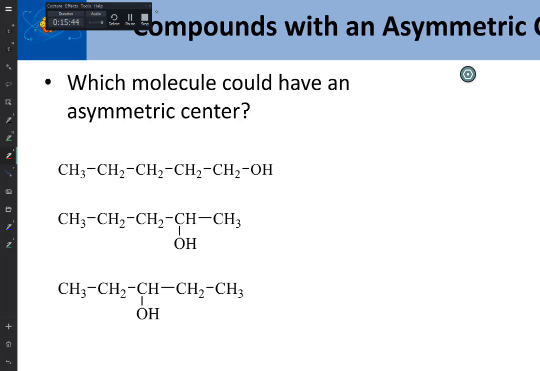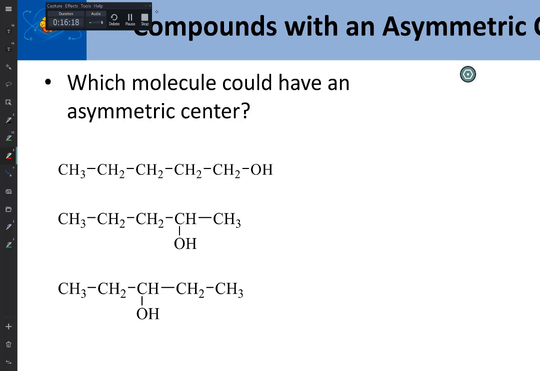Not the first one. Why not the first one? How do you know right away? Because if you cut it in half, the OH is still there, so they're not the same on each side. But you have to have 4 groups on it, right? Yeah. So if you look at this, this has 2 hydrogens, 2 hydrogens, 2 hydrogens, 2 hydrogens, 3 hydrogens. So all of these carbons have 2 of the same, so they're not stereocenters.